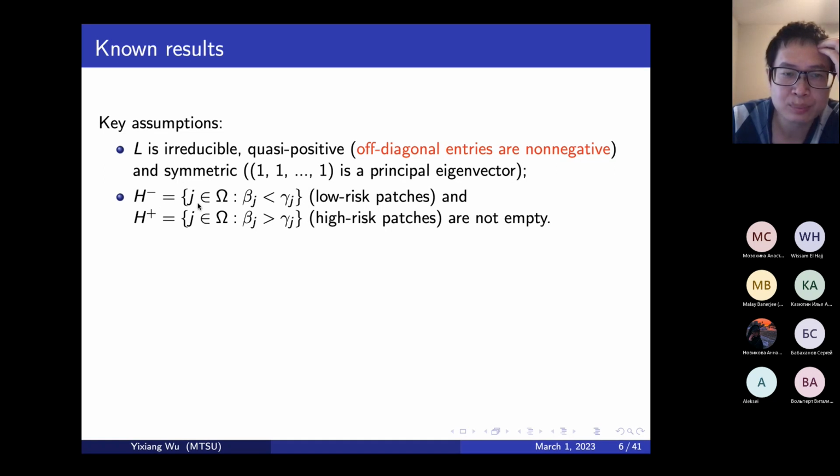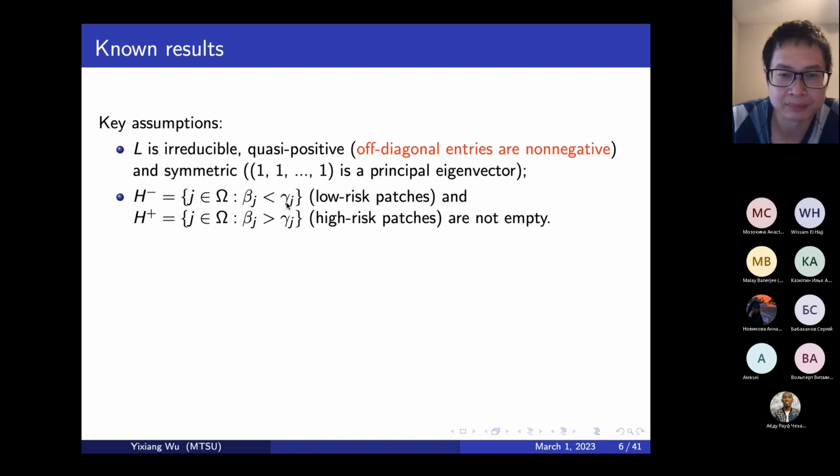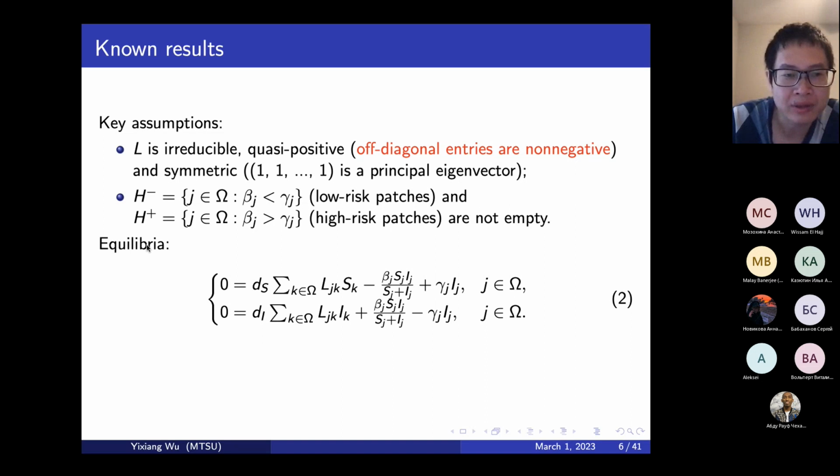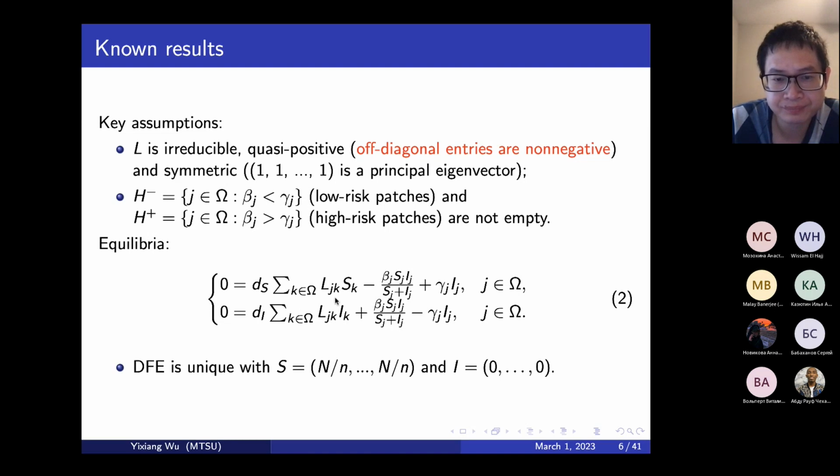And they let H minus be the collection of all patch labels such that beta J less than gamma J, which means H minus is the collection of all low risk patches, and H plus is the high risk patches. By the way, beta J less than gamma J really just means the local basic reproduction number is less than 1.